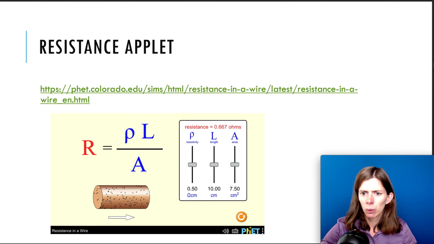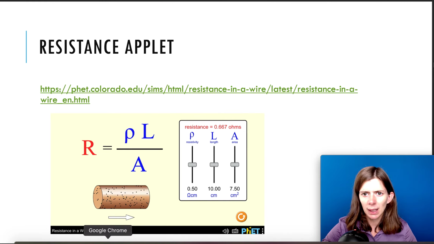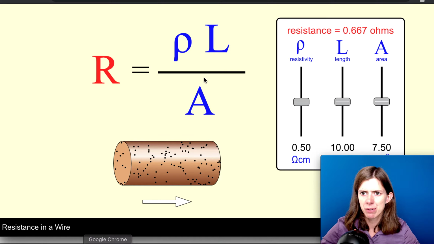Let's take a quick look at this applet. It's just for visualization purposes. I have it open here. It's the PhET resistance applet. It shows this equation that we're going to see on the next page, but this is for a cylindrical resistor.